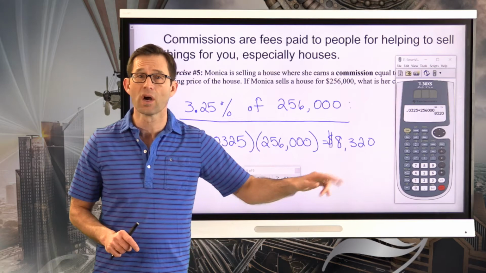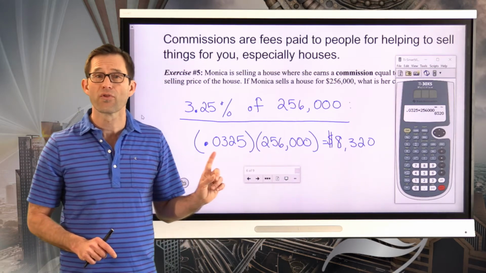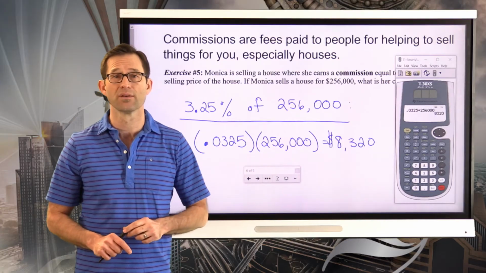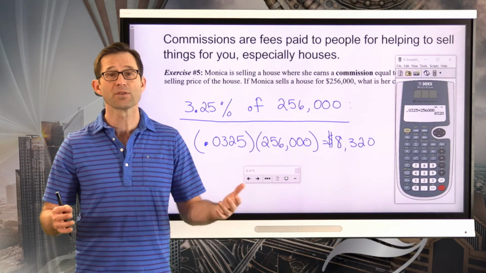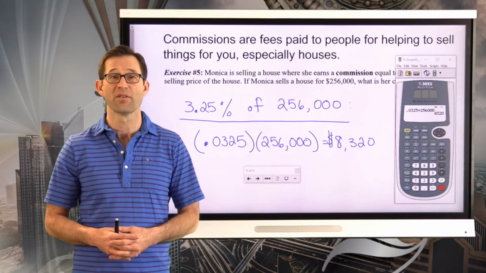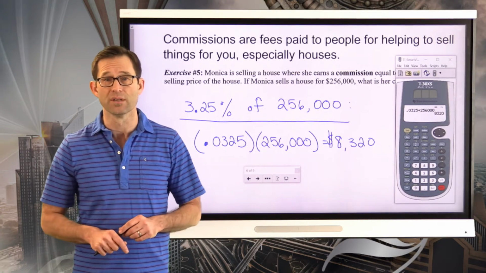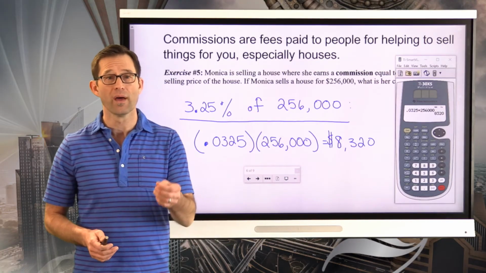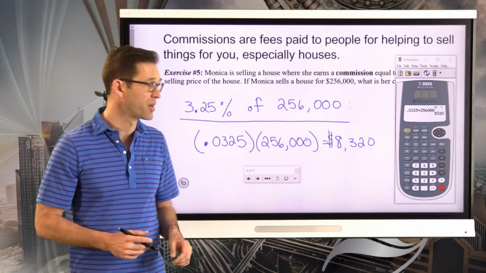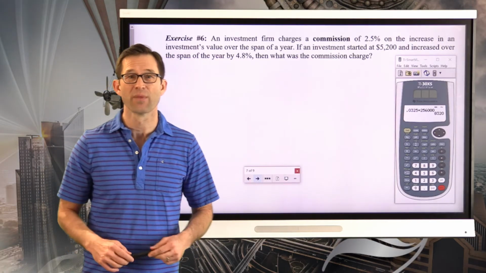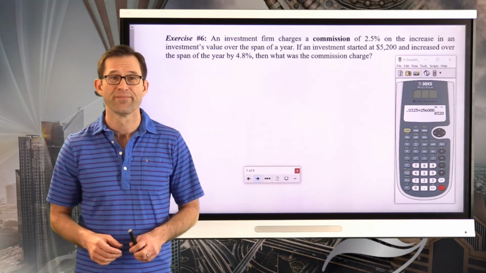So although this is a chunk of money, it is only 3.25% of the actual sales price of the house. Right? The customer themselves are getting to keep 96.75% of the proceeds. All right, so commission is simply money that one gets for selling something for someone else. Let's take a look at number 7. Actually, it's exercise number 6.